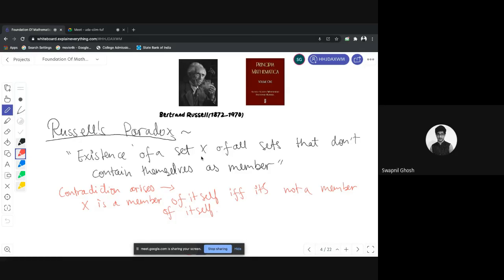Now, taking a cue from Frege's program of logicism, Bertrand Russell and Alfred Whitehead wrote Principia Mathematica, in which again they tried to reduce all of mathematics to principles of logic and axioms of logic. And they did it without any contradiction, but the thing is that in their theory they took certain axioms which were not exactly logical and were mathematical in some sense.